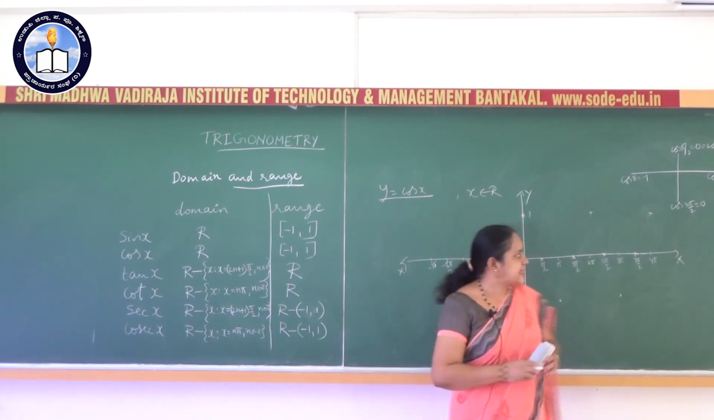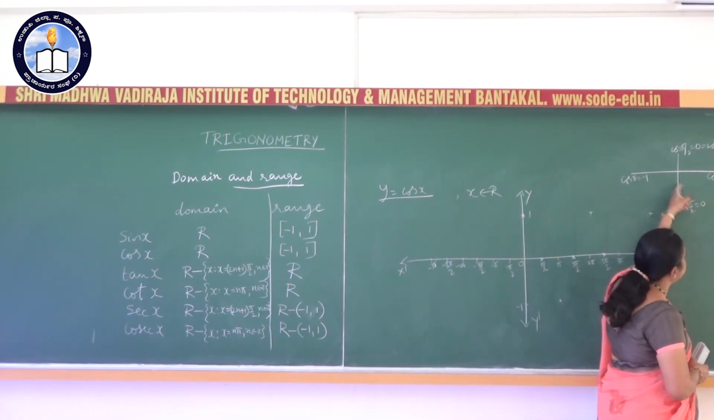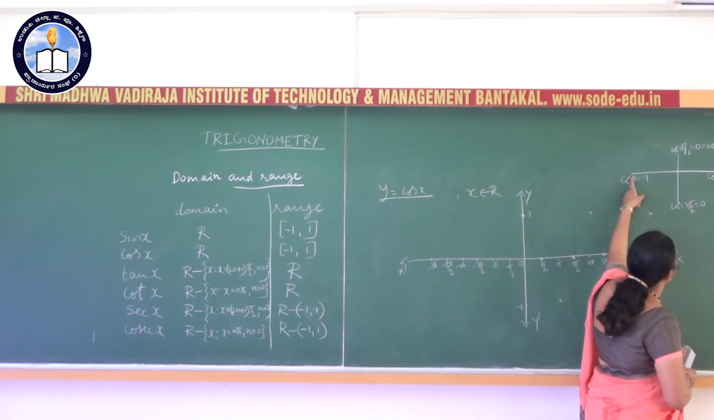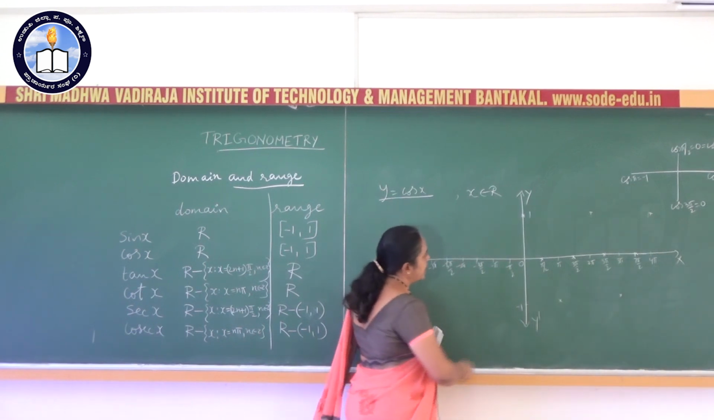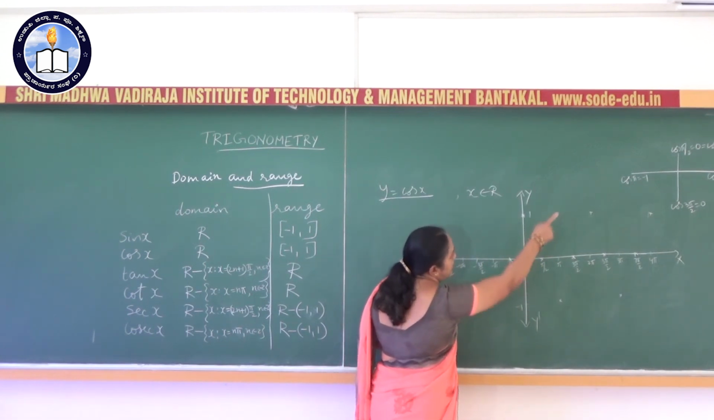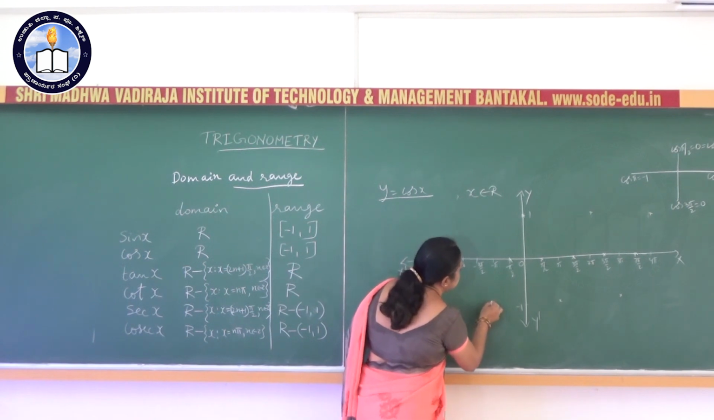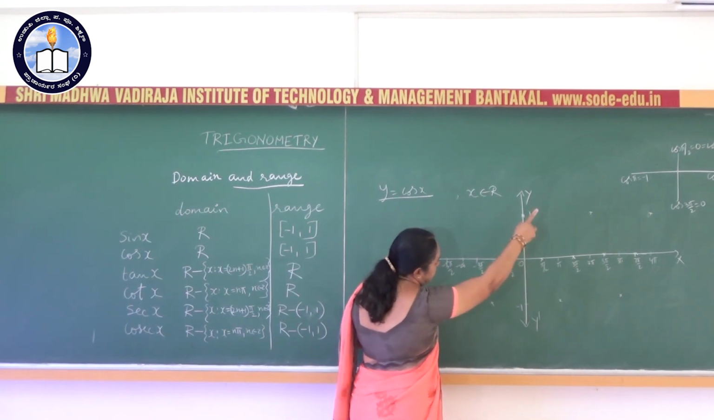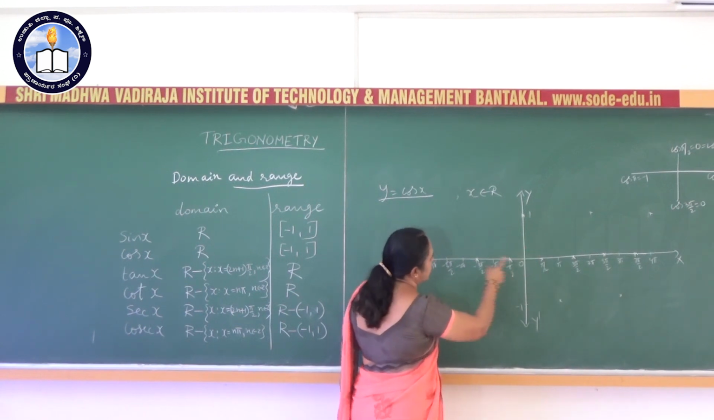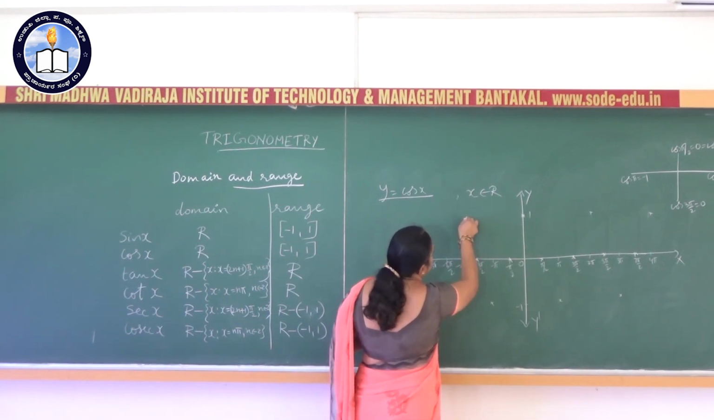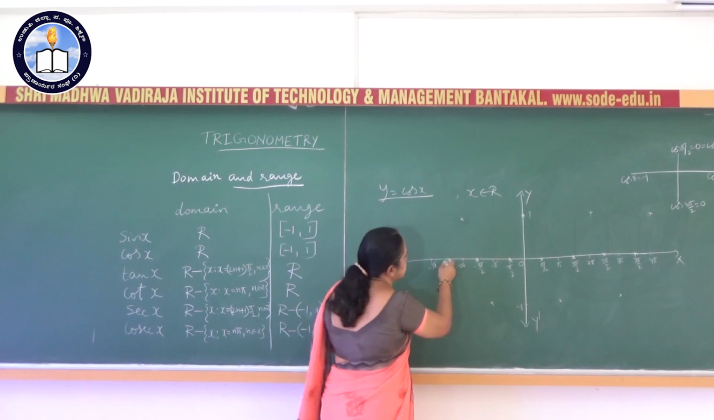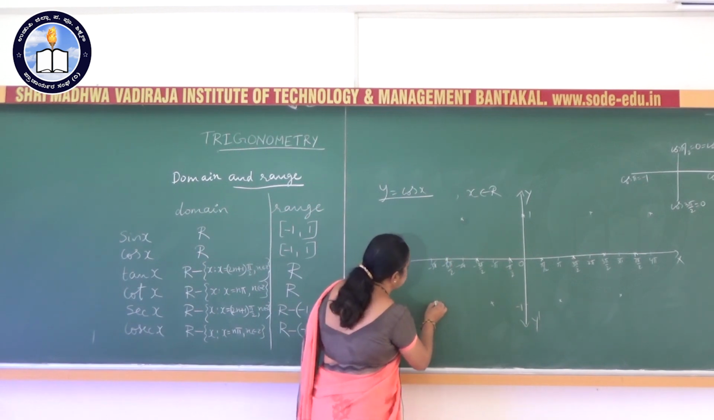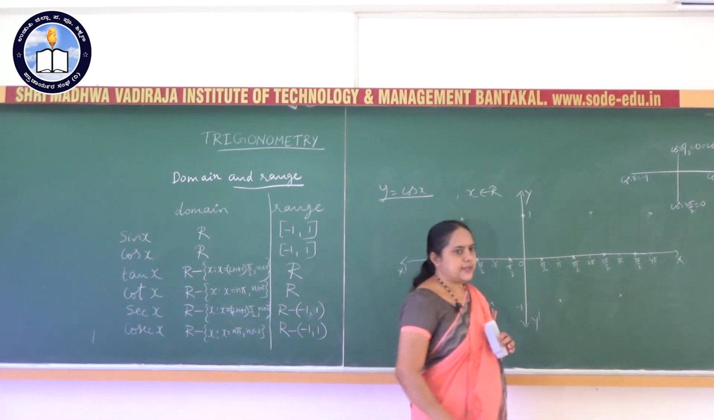Similarly, cos minus 90 is equal to 0. Cos minus 180, minus 1. Cos minus 3 pi by 2 is equal to 0. Cos minus 2 pi is equal to 1. Cos minus 5 pi by 2, 0. Cos minus 3 pi is equal to minus 1.